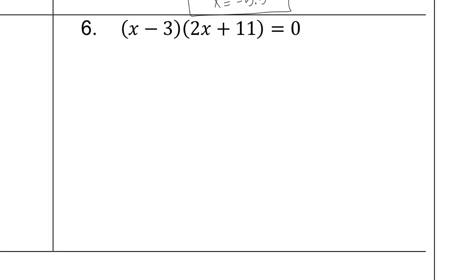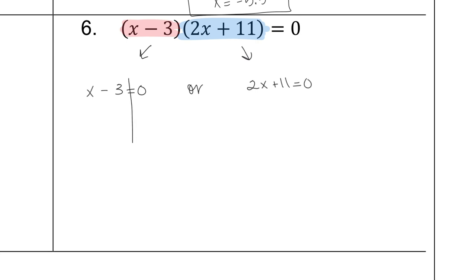Number 6, we can look at our two factors, make sure we know what those are first. So we have our first factor here, x minus 3, and our second factor, 2x plus 11. So either x minus 3 equals 0 or 2x plus 11 equals 0.